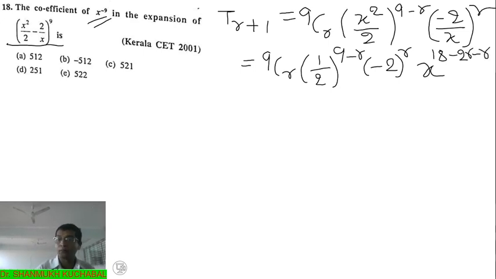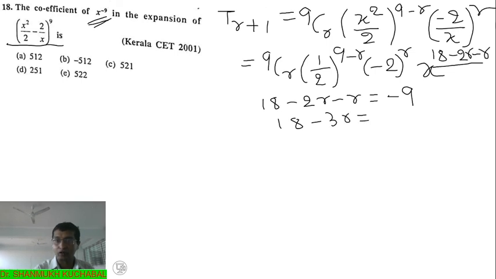Okay. Now the x power we have to equate with x raised to minus 9. We get 18 minus 2r minus r equal to minus 9. If we simplify this, we get 18 minus 3r equal to minus 9. So we get r equal to 9. r equal to 9 we get.